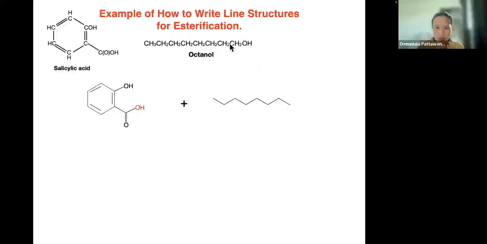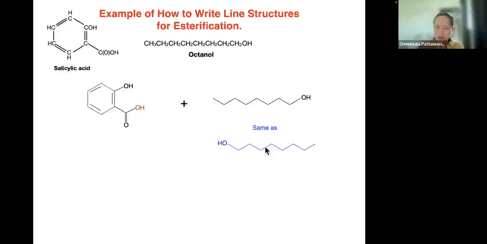Carbon number 8 is connected to the OH functional group, which is the alcohol functional group. So I'm going to make another bond between carbon and oxygen and hydrogen. That would be the functional group right there. What I'm going to do next is flip this molecule. If I flip it, it's going to look like this. So these two are identical.